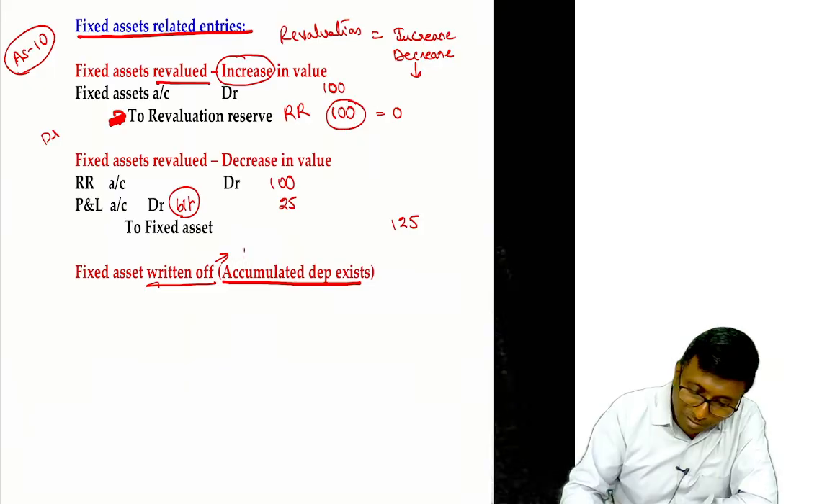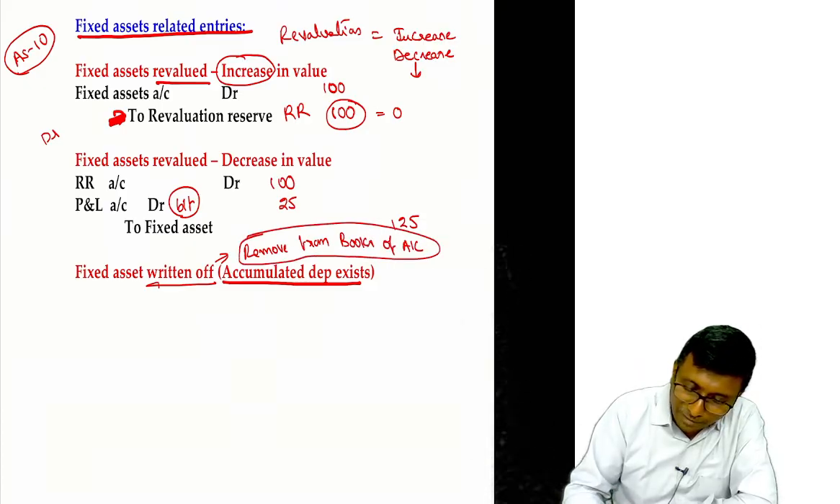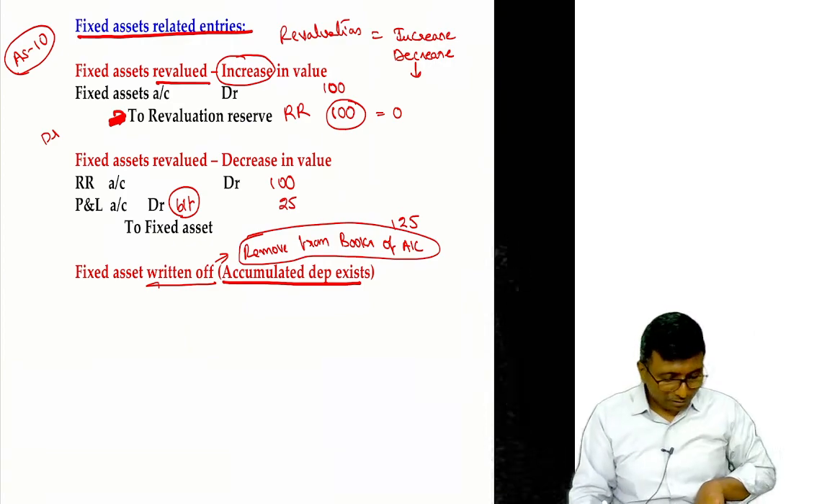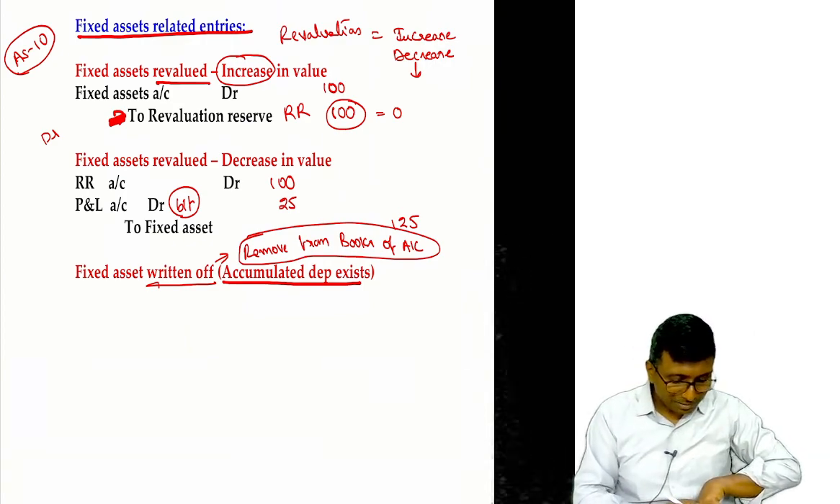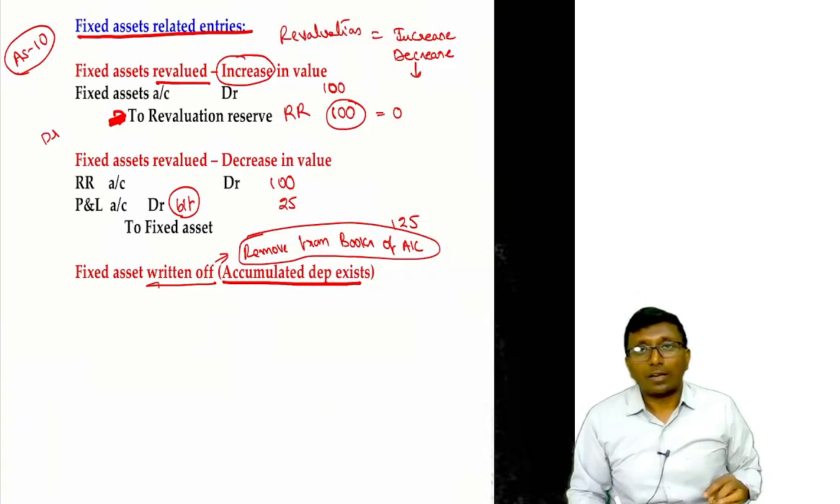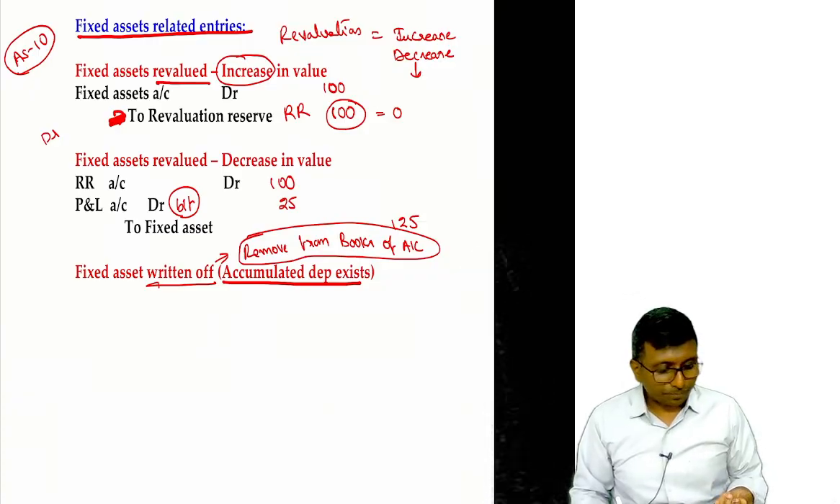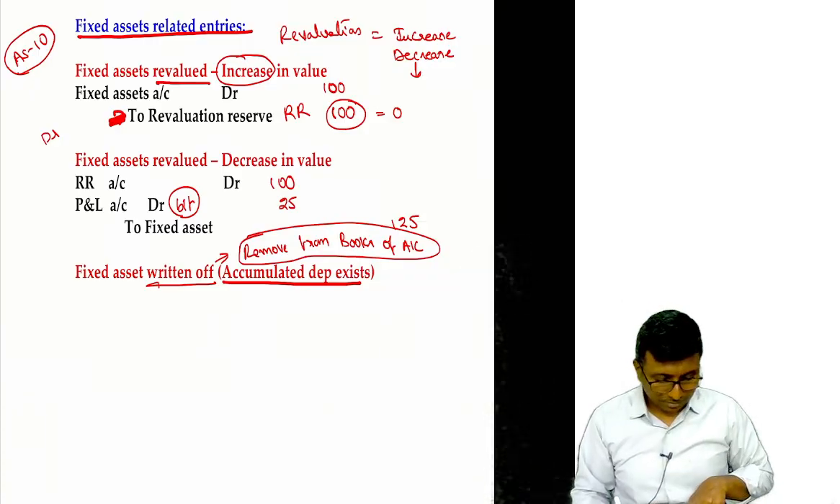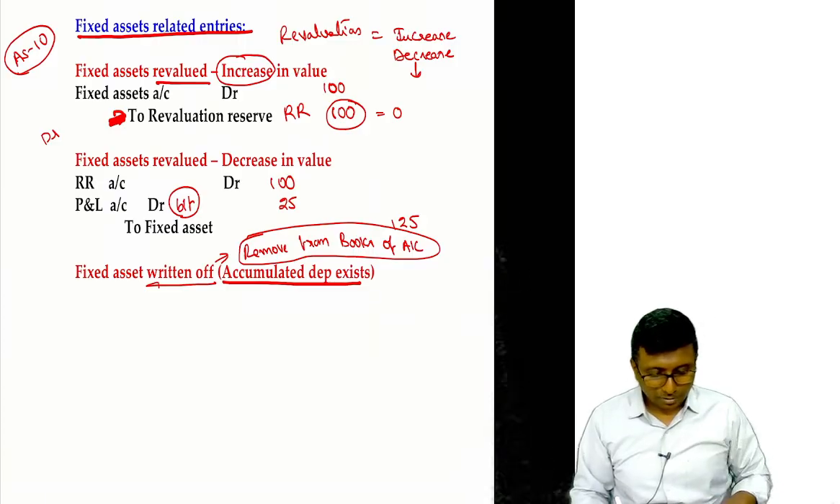What do you mean by writing off? Remove from the books of account. That is called writing off. Write off, writing off, all these are the same. Don't be worried about it. Hope you got it. Excellent. Now, next point.